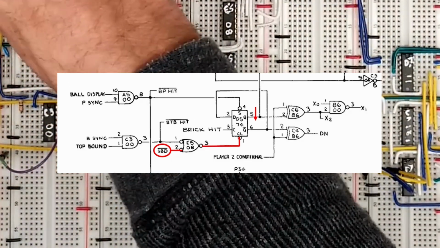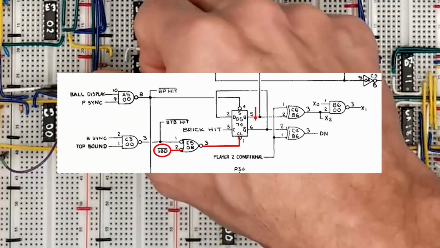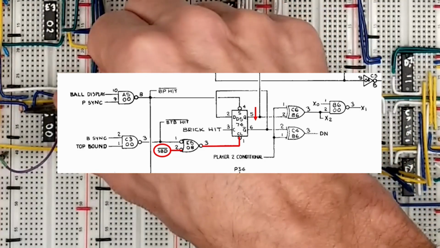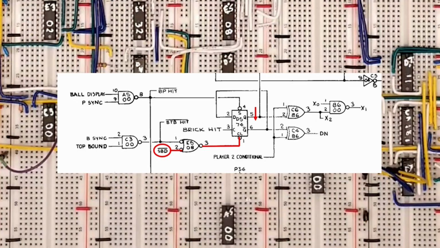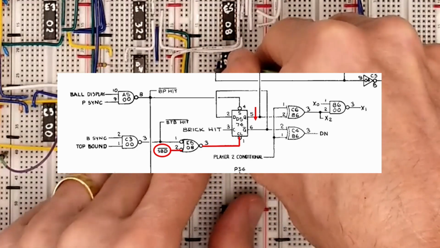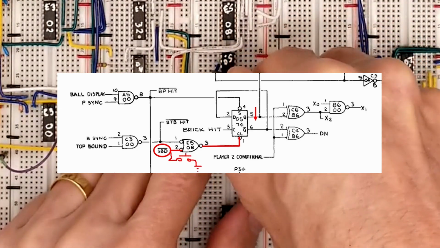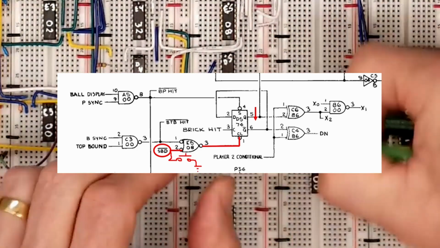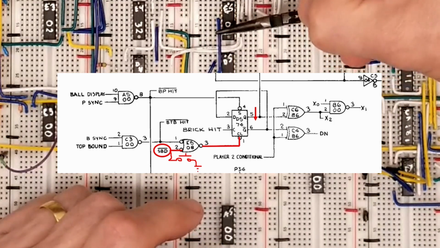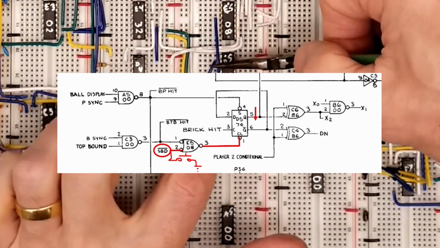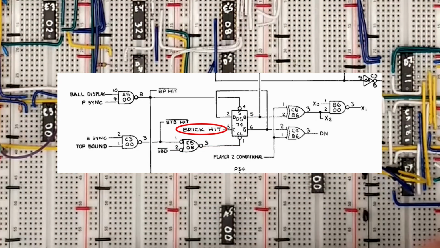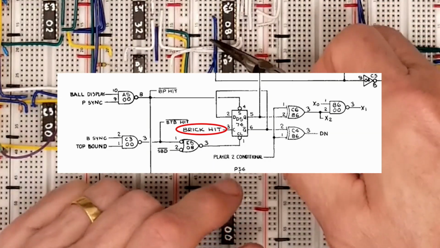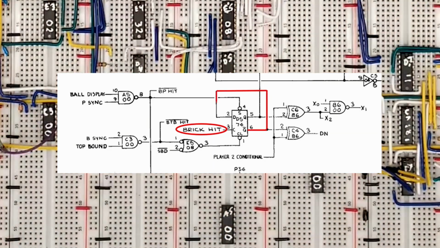SBD comes from the game state logic, which we haven't built yet, so we'll need to poke this puppy by hand. Well, actually, we can temporarily hook it to the serve switch on our control board. An additional feature of the real control is that they reverse the ball direction when a brick is hit. The brick hit signal is used as a clock, and the data input is hooked to the inverted output.